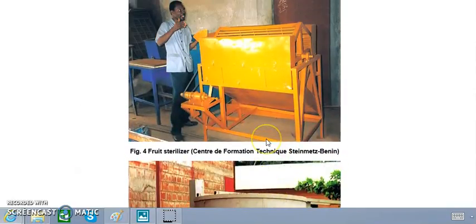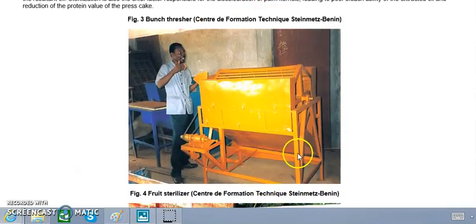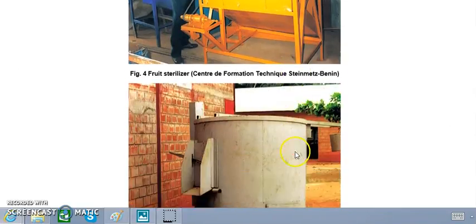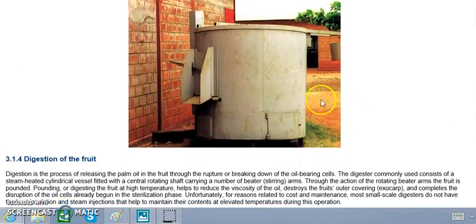Well, this is a fruit sterilizer. This is in Benin. And I don't know where this one is, but this is another one. So we are moving on to digestion of the fruit.